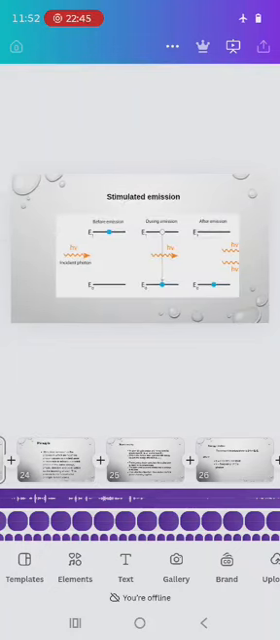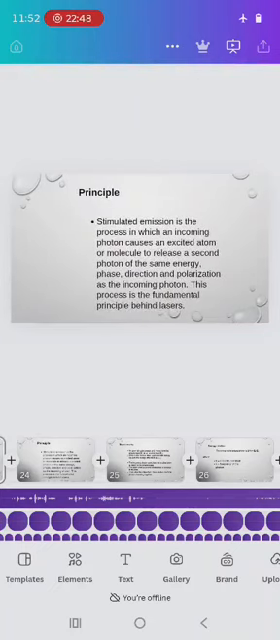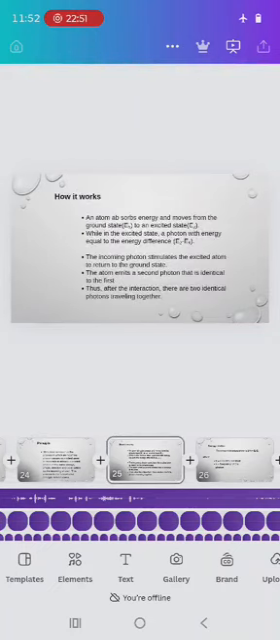How does it work? Stimulated emission: the atom absorbs energy and moves from the lower energy state to the higher energy state. While in the excited state, a photon with energy equal to the energy difference E2 minus E1 arrives. The incoming photon stimulates the excited atom to return to the ground state. The atom emits a second photon identical to the first. Thus, after the interaction, there are two identical photons traveling together.